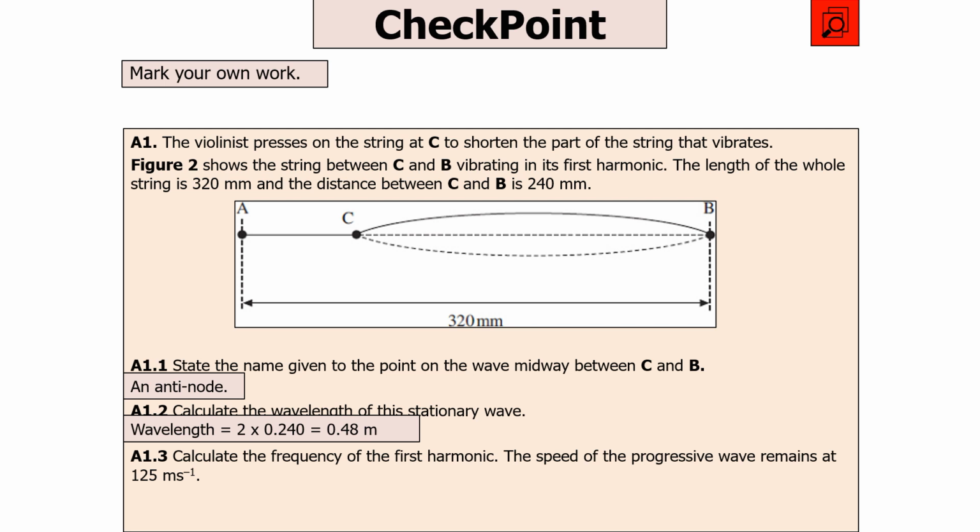The next one says work out the frequency of the first harmonic, and you've got the speed to be 125 meters per second. Well, frequency is speed over wavelength, pop in the values and you get 260 Hz.